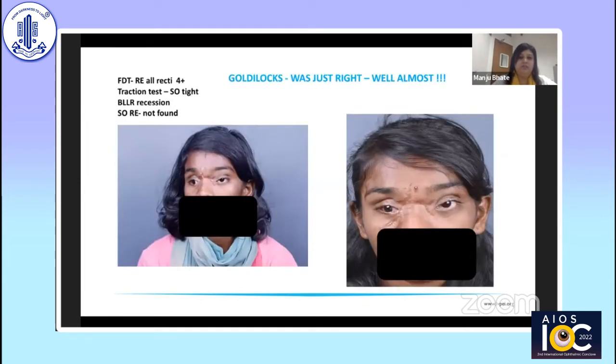And then she underwent a strabismus surgery. She underwent a bilateral lateral rectus recession. We tried to see if there was a superior oblique, which wasn't found. And eventually, cosmetically, she was better, I would say much better than what she was to begin with. Although our Goldilocks was not quite there, but she was almost just right.